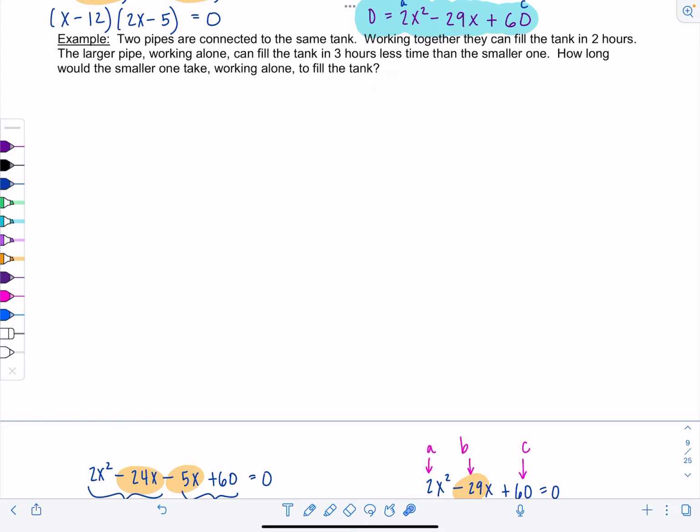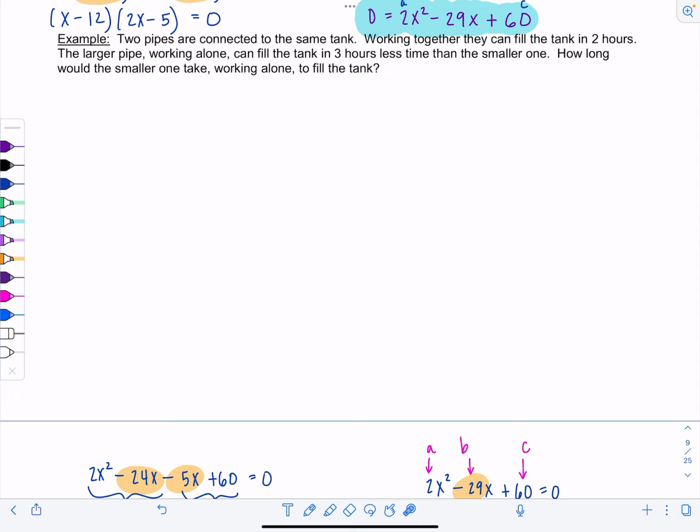So I know, these are so gnarly when you read them. They sound terrible, but they're actually not that bad once you see the pattern to them. Always let your variable represent the quantity that you have the least information about. What do I mean when I say that? Okay, so they're telling me right here, this is the sentence. The larger pipe working alone can fill the tank in 3 hours less than the smaller one. So they're telling me all this stuff about the larger pipe. They didn't tell me anything about the smaller one.